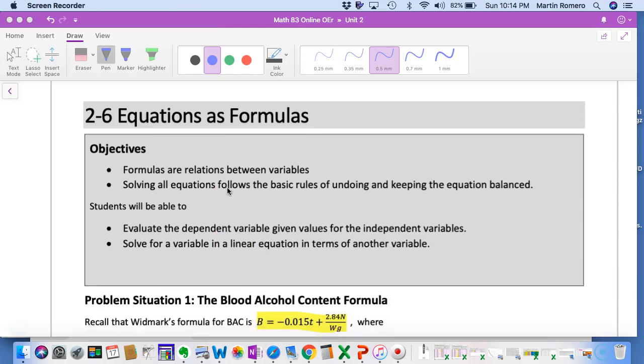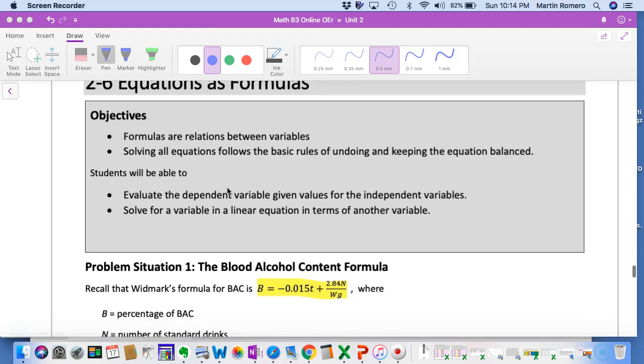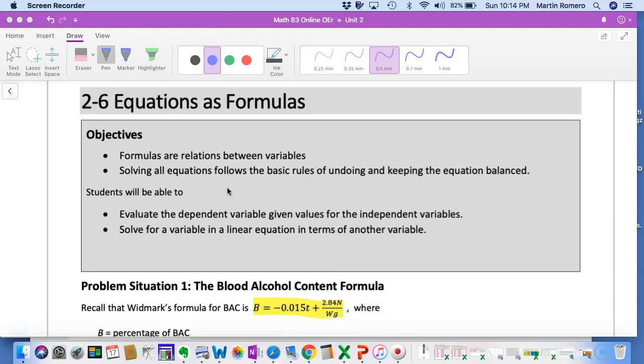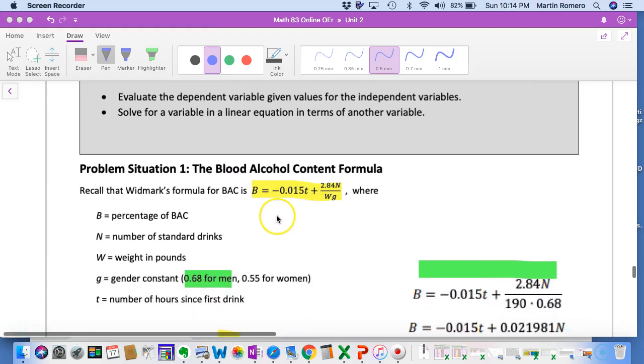We're going to go ahead and take a look at lesson 2.6, equations as formulas. It's a continuing of solving equations, but this time we're going to look at equations that are formulas. And what I mean by that is that the equation you'll see here is related to some value or some situation we have in the real world.